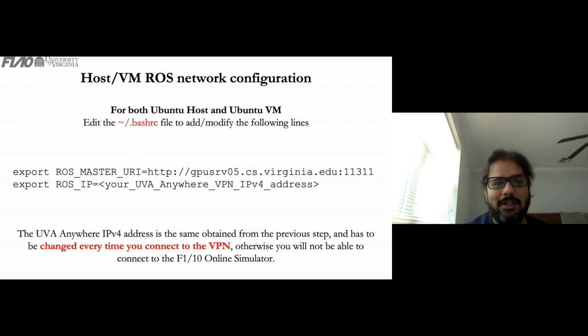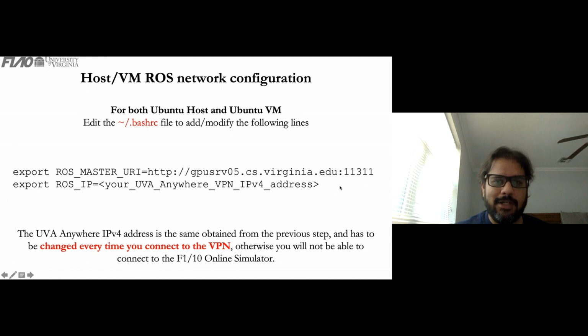So this is sort of similar, but the thing that you need to change is you have to edit your .bashrc file in the home directory, and the edits you have to make are exactly what are shown here. You need to add the export ROS_MASTER_URI and link it to the GPU server cs.virginia.edu link with 11311 as the port. And then the next line you have to edit is your ROS_IP, which is the IP address of your host machine.